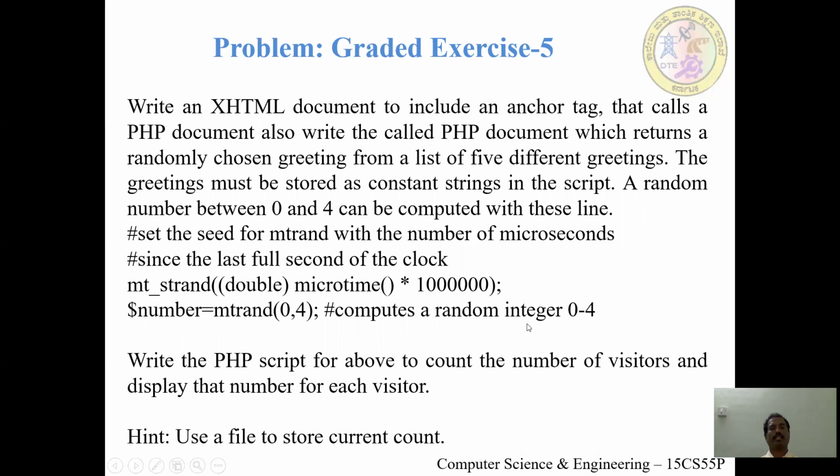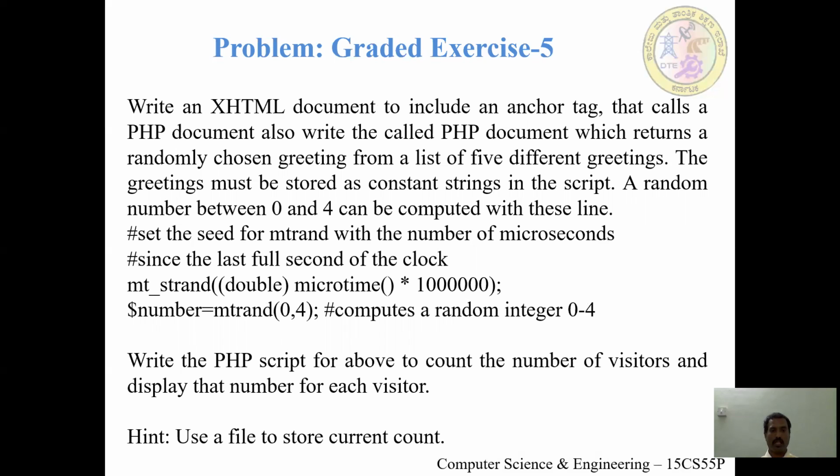Okay, here is the graded exercise 5. Okay, we need to analyze the graded exercise. Graded exercise is write an XML document to include an anchor tag that calls a PHP document. Also write the called PHP document which returns a randomly chosen greeting from a list of 5 different greetings. The greeting must be stored as a constant string in the script.